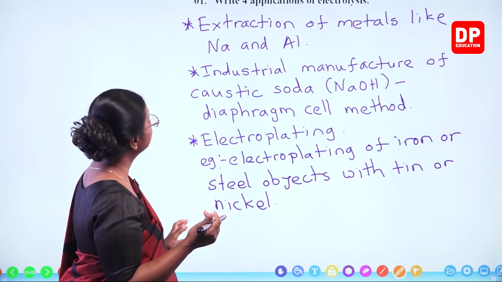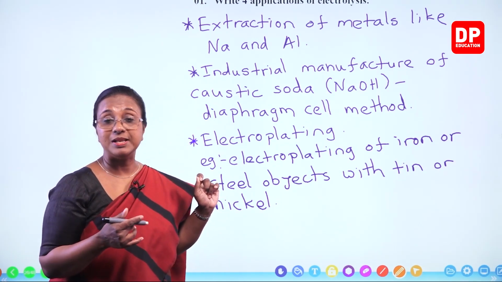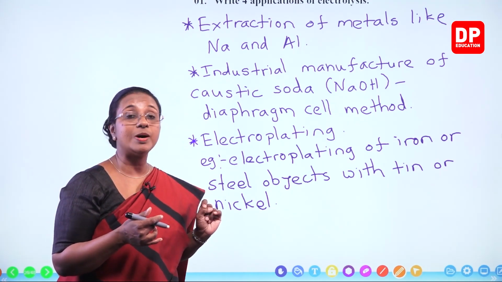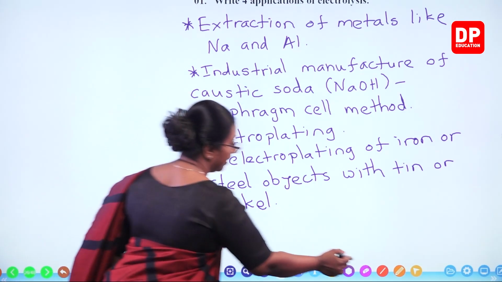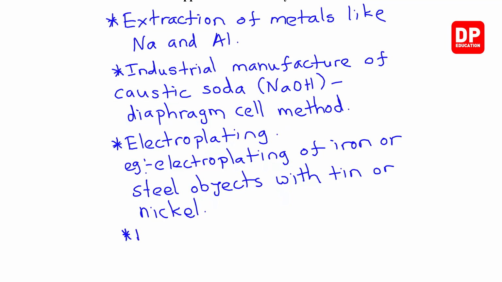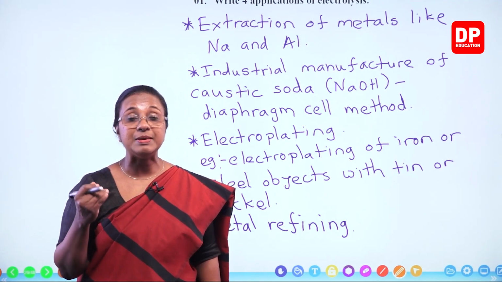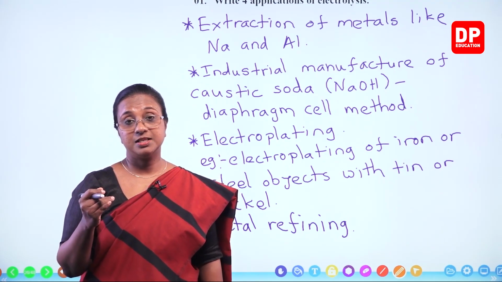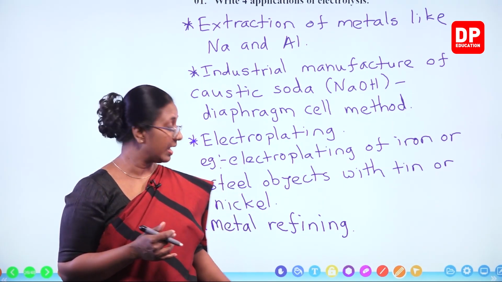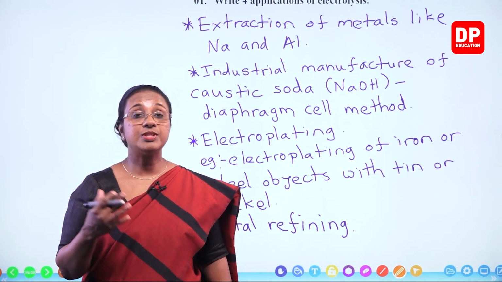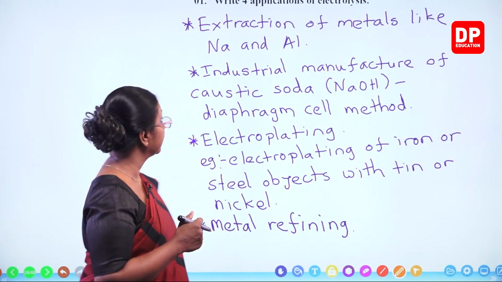So there are 3 applications I have written. We are supposed to write 4 applications. There is one more application. What is that? Refining of metals. The last one, I can write it as metal refining. What is metal refining? When you extract a metal from its ore, sometimes there can be impurities present in it. Removal of those impurities from the metal is what we call metal refining.